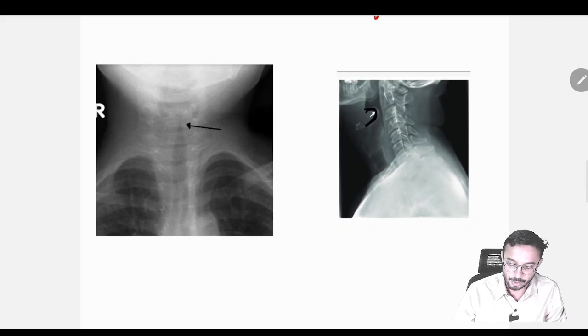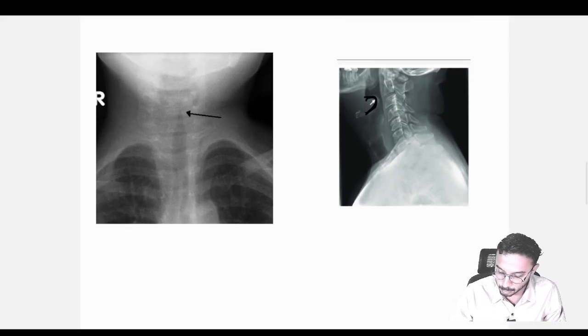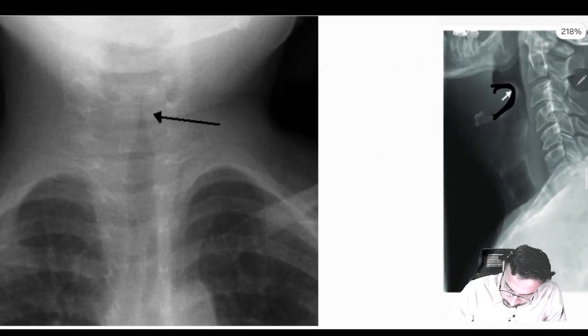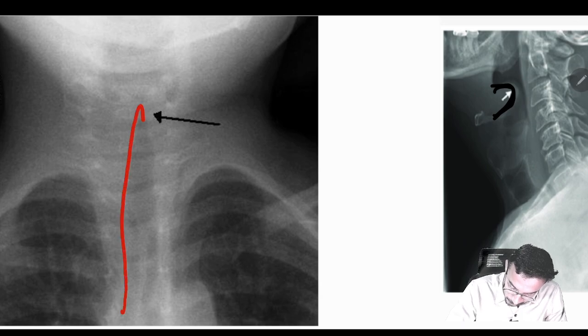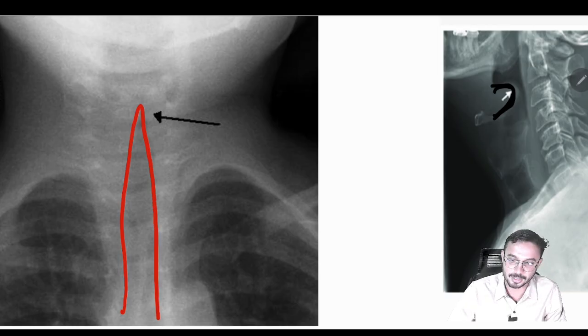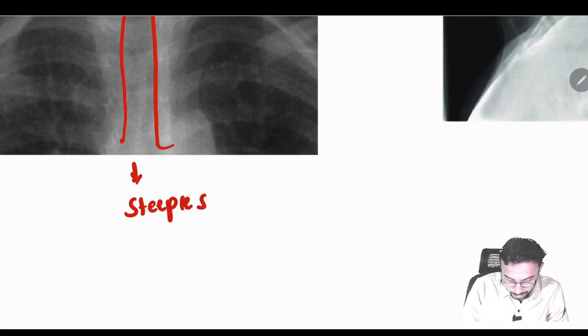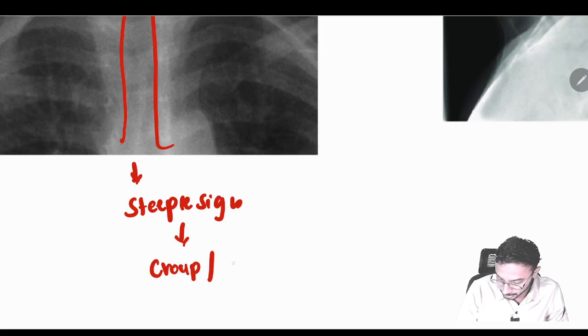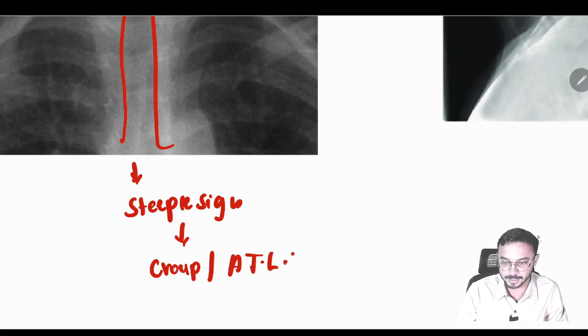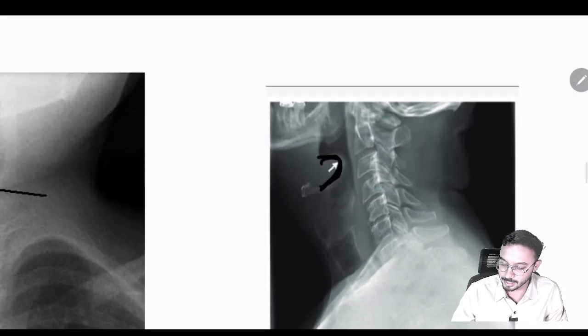And look at this. What sign is this? Like the arrow, on a church you will find a steeple. This is a steeple sign. Where are you going to find this steeple sign? In croup, also called acute tracheolaryngobronchitis, ATLB.